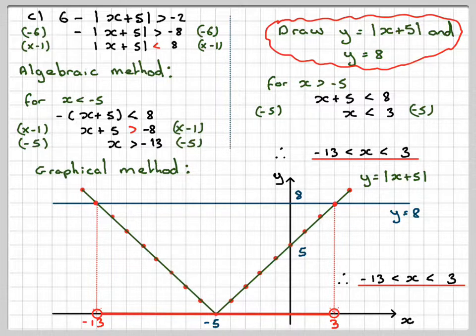Okay, so just a little point then, when you're doing the algebraic method, you need to find the value that makes this equal to 0, and then for values less than that value, the thing acts as negative, and for things greater than that value, the thing acts as positive.